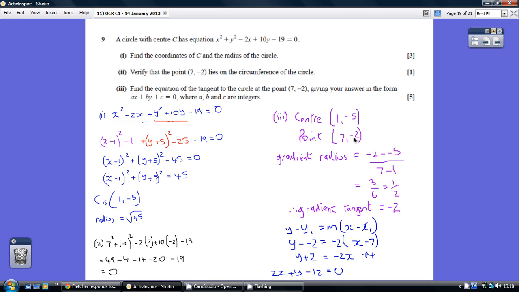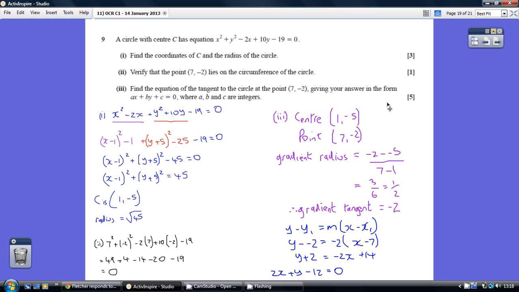So minus 2 minus minus 5, and 7 minus 1. So that's the gradient of the radius. So minus 2 minus minus 5 is add 5, so minus 2 add 5 is plus 3, and 7 minus 1 is 6. 3 over 6, which is 1 over 2. Now that's the gradient of the radius.